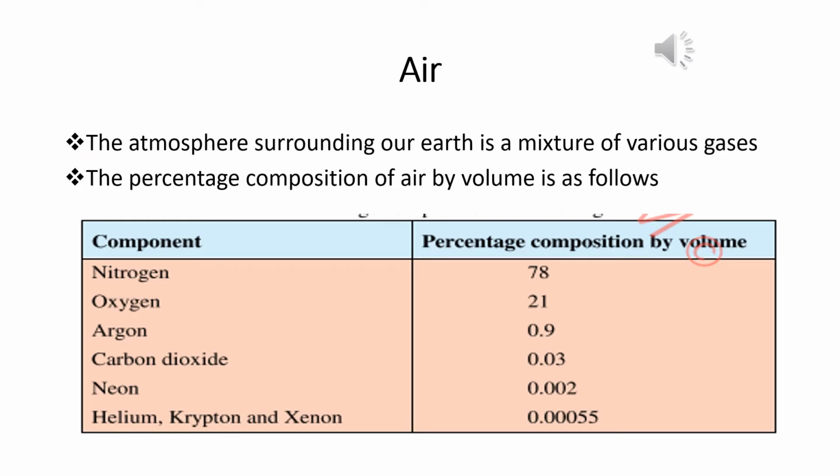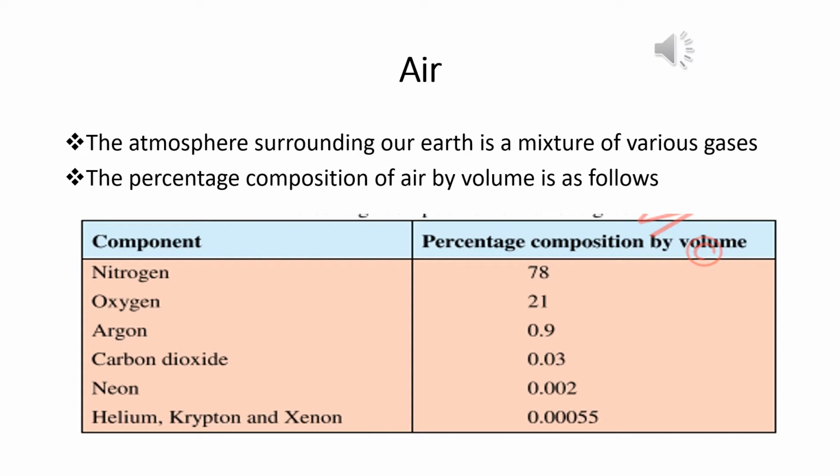Students, today we will discuss the topic air. We will be able to describe the percentage of air in the atmosphere, and moreover we will discuss the role of oxygen and the role of carbon dioxide in the air. The atmosphere surrounding our earth is a mixture of various gases, and the percentage composition of air by volume in it is as follows. Number 1, nitrogen.